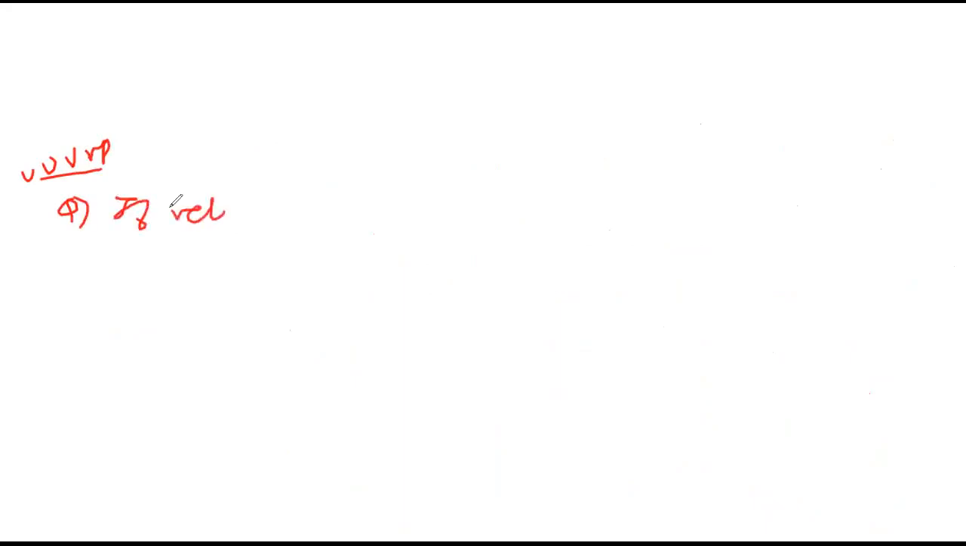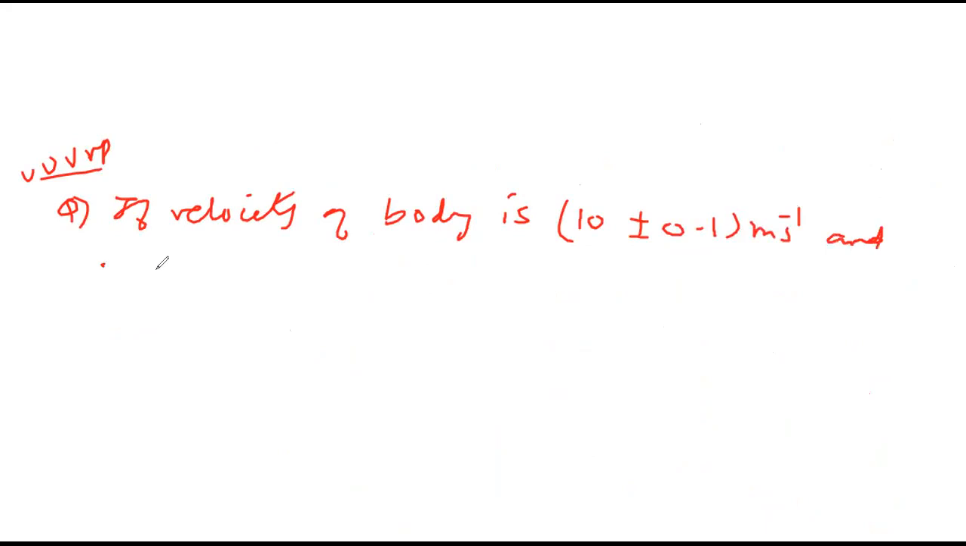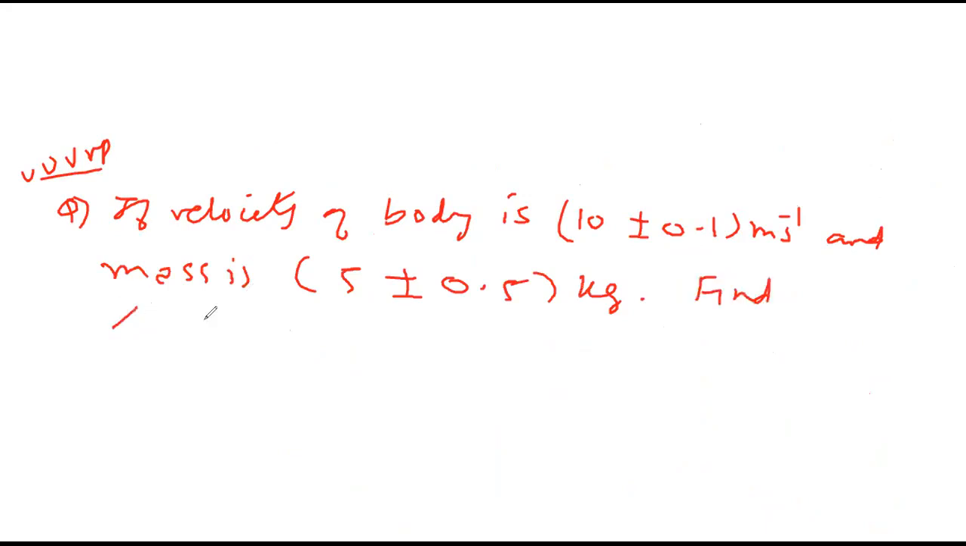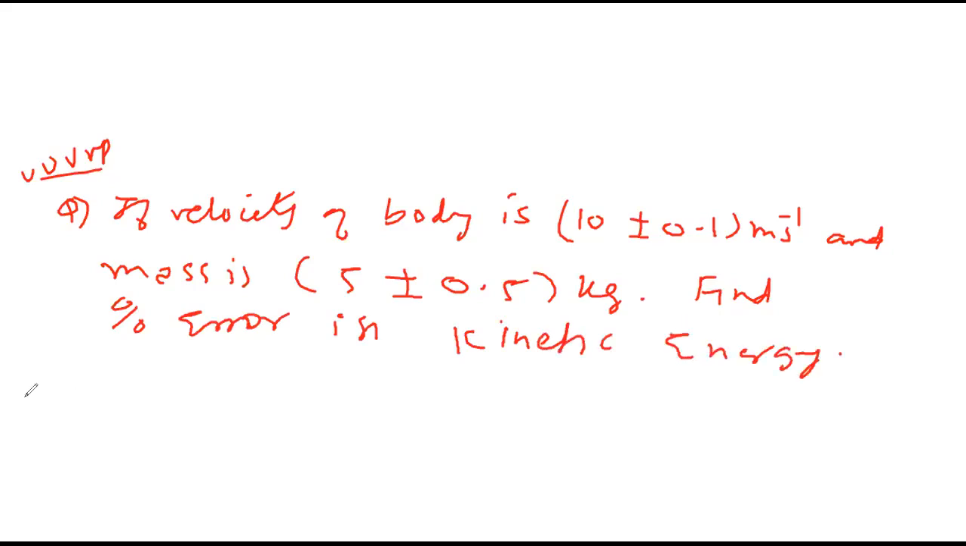If velocity of body is 10 plus or minus 0.1 meter per second and mass is 5 plus or minus 0.5 kg. Find percentage error in kinetic energy. Find percentage error in kinetic energy.